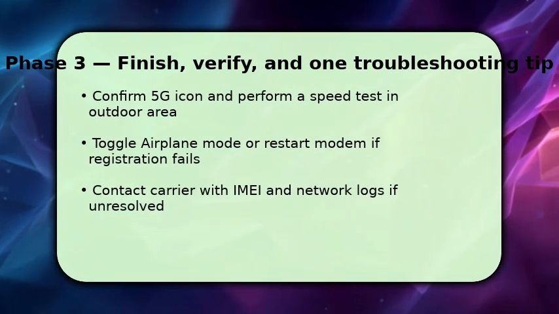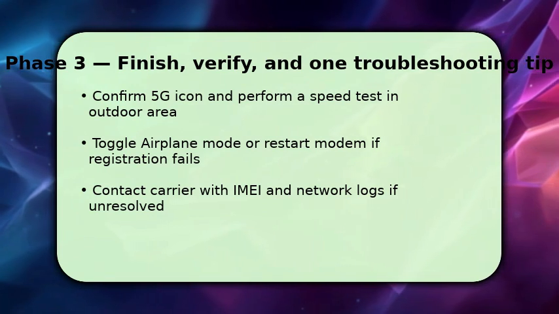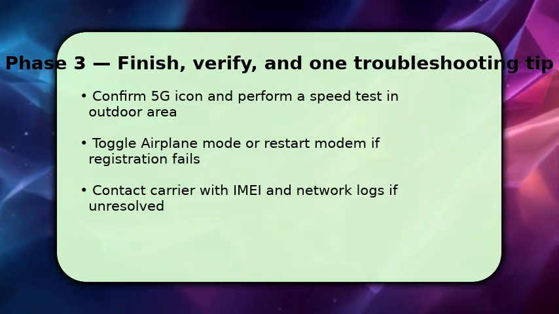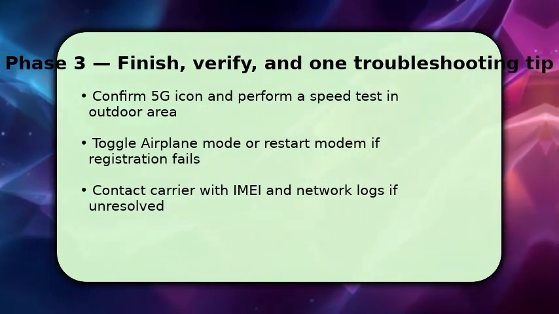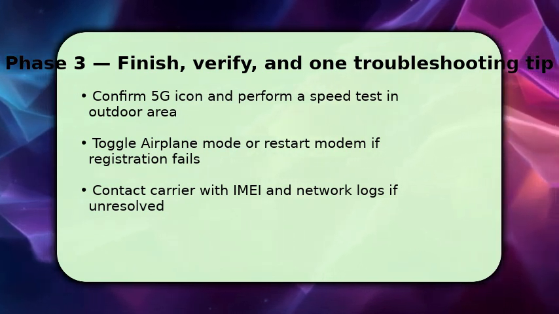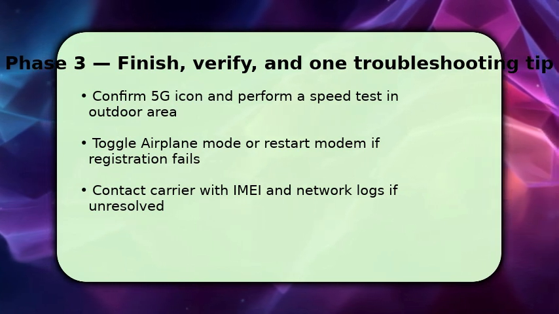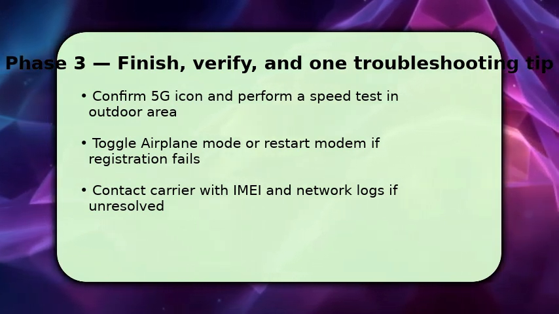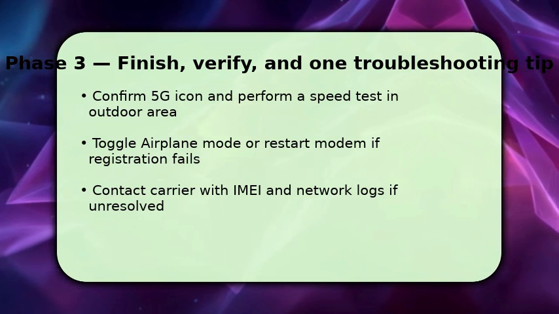To finish, take the phone to an open area, check for the 5G icon in the status bar, and run a speed test to confirm higher throughput. This validates band registration. If you don't see 5G, toggle airplane mode for 10 seconds or reboot the device. This forces the modem to reattach to the network.